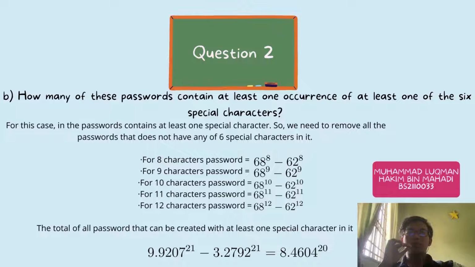And to get at least one special character, for the 8 character password, 68 to the power of 8 minus 62 to the power of 8, and so on until the 12 character password, and we minus the total of the passwords from question A and question B, and we get 8.4604 times 10 to the power of 20.